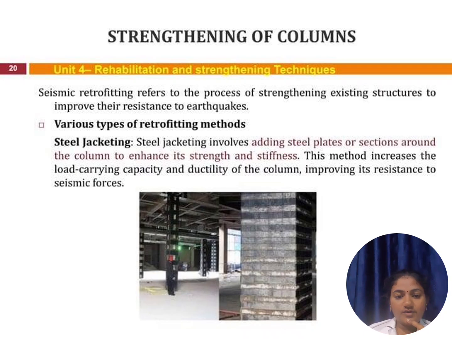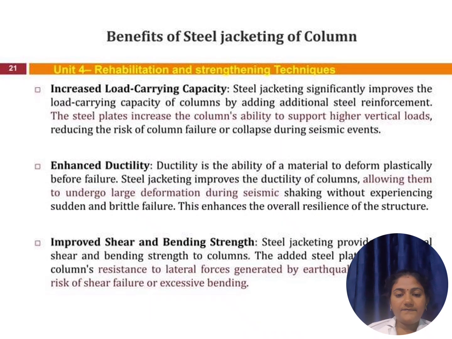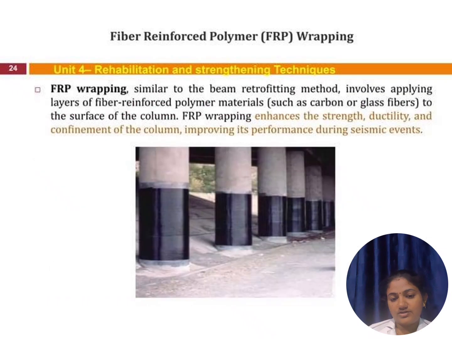And then strengthening of columns. Here the column is strengthened by using these techniques, where the first one is steel jacketing, which involves adding steel plates or sections around the column to enhance its strength and stiffness. And by using these, we have the benefits of enhanced ductility and improved shear and bending strength.